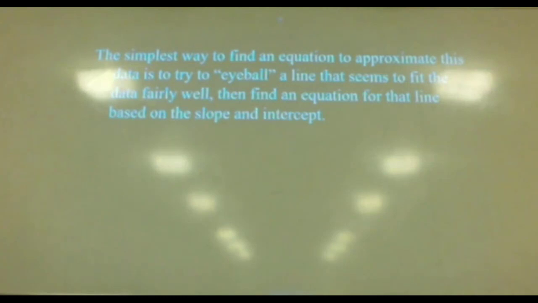Okay, so the simplest way to find an equation to approximate this data is to try to eyeball a line that seems to fit the data fairly well. Then find an equation for that line based on the slope and the intercept. We've already talked about slopes and intercepts at the beginning of chapter 2. We're going to repeat that a little bit more today.